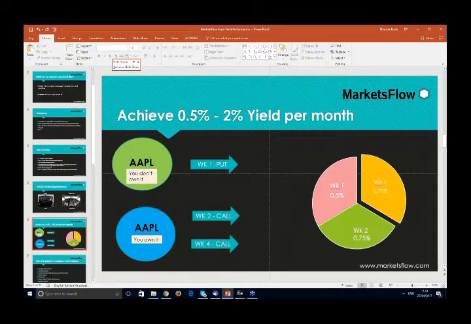option writing. So how do we get 0.5 to 2% yields per month? It is not that difficult if you break it down from a data perspective. So here we just have a simple example, which may make sense or may be difficult to grasp at the first outset. So let's take the example of Apple as a stock. You currently don't own it.